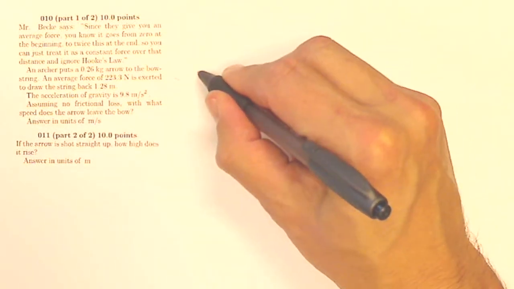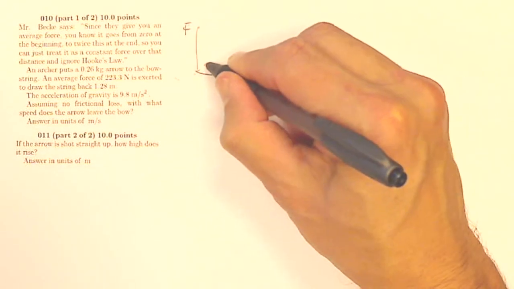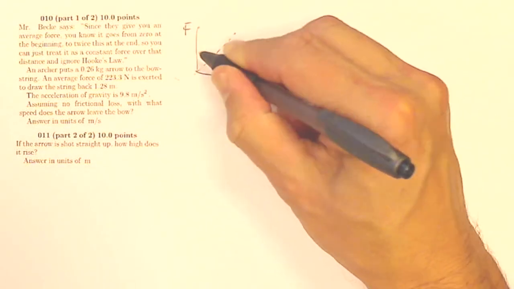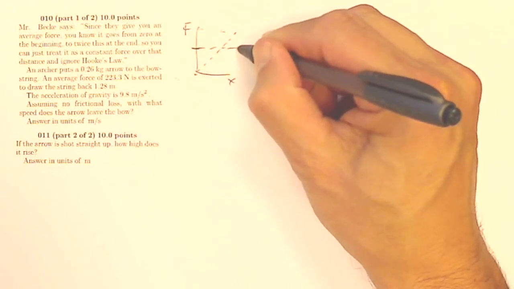So we know that when I'm pulling on a spring, the force over the distance actually goes up and up and up and up and up. But what they're telling me is what the average force is. So it's going to be the average of the top and the bottom. So that's my average force.